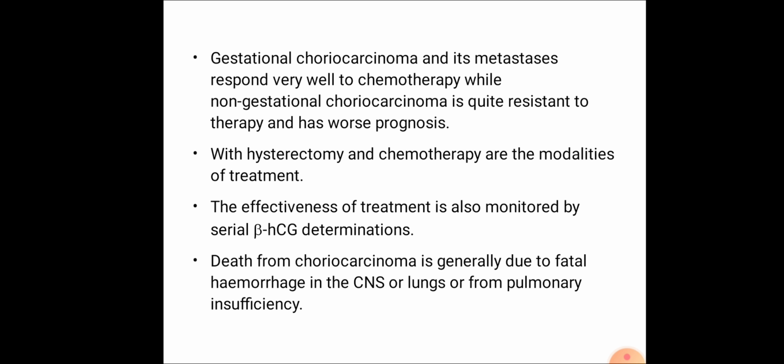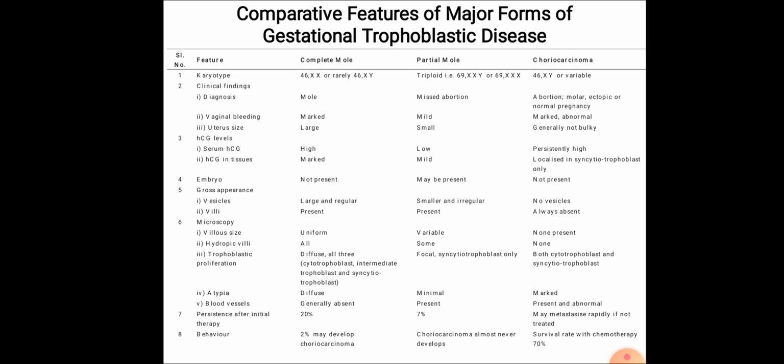Gestational choriocarcinoma and its metastasis respond very well to chemotherapy, while non-gestational choriocarcinoma is quite resistant to the therapy and has worse prognosis. Hysterectomy and chemotherapy are the main modalities of treatment. The effectiveness of treatment is also monitored by serial beta-HCG determinations. Death from choriocarcinoma is generally due to fatal hemorrhage in the CNS or lungs or from pulmonary insufficiency.